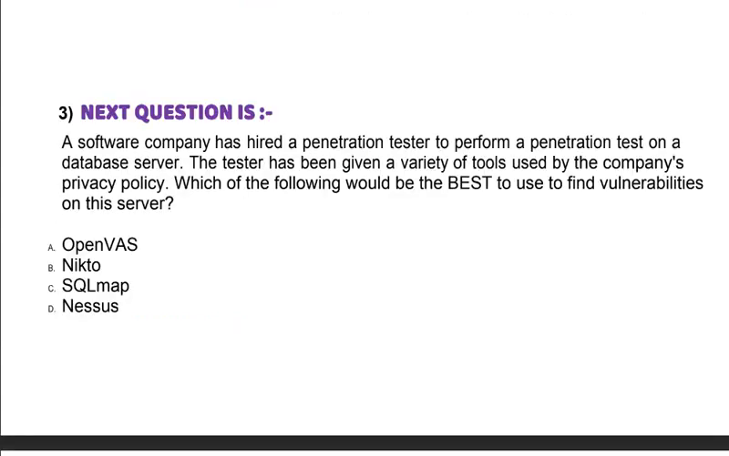Question is, a software company has hired a penetration tester to perform a penetration test on a database server. The tester has been given a variety of tools used by the company's privacy policy. Which of the following would be the best to use to find vulnerabilities on this server? Option A, OpenVAS. Option B, Nikto. Option C, SQLmap. Option D, Nessus. Correct answer is option C.